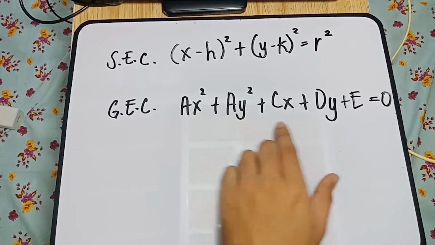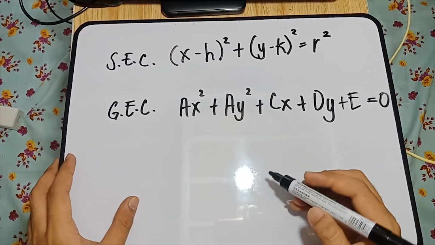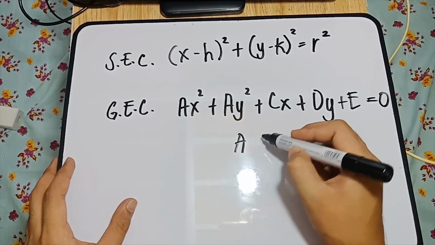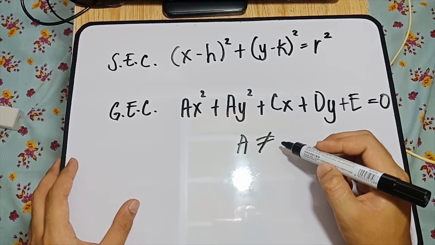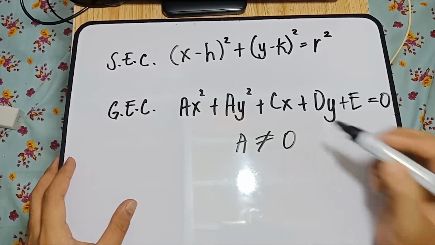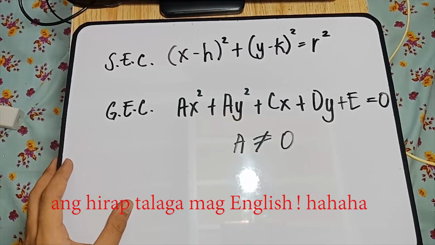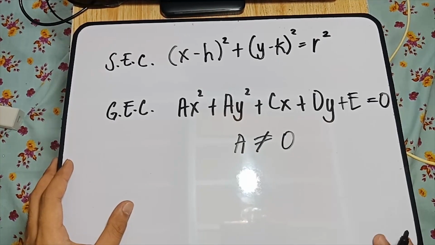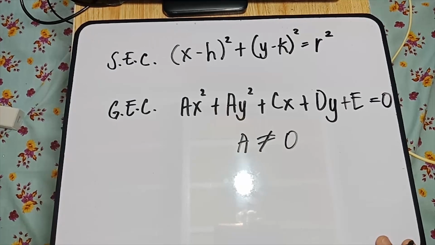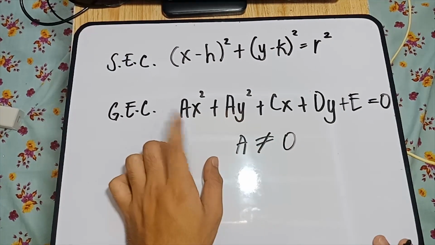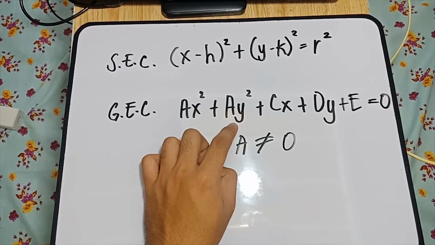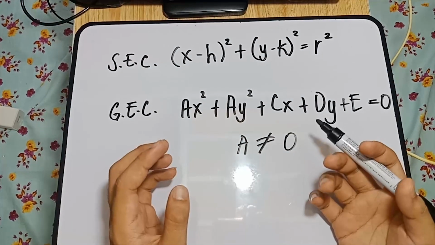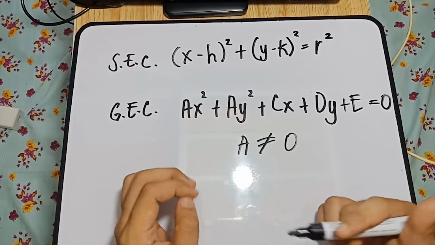Ax squared plus ay squared plus cx plus dy plus e equals 0, where e should not be equal to 0. And ang property pa ng general form of equation of circle ay magkamukha yung coefficient ng x squared at coefficient ng y squared. So, yun yung kailangan nating tandaan para ma-identify natin using the general form kung yan ba ay circle.